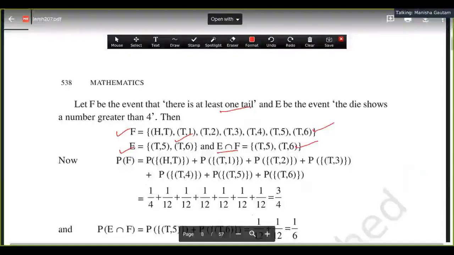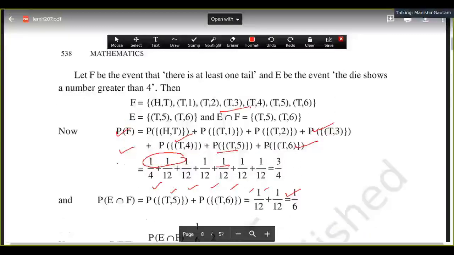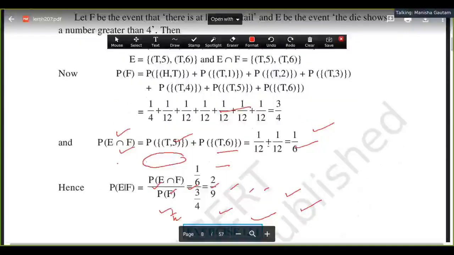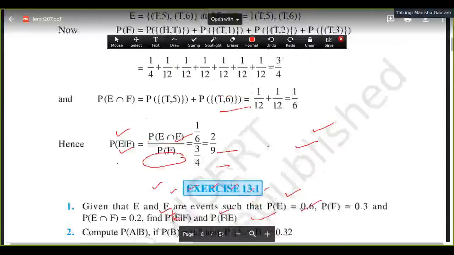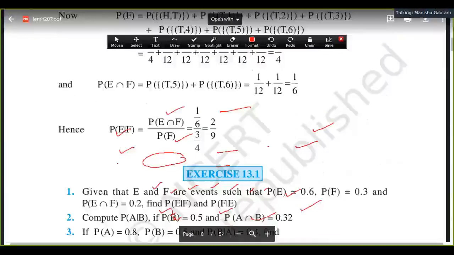Probability of F, as I told you, probability of HT is 1 by 4. T1 is 1 by 12. Add these, you are getting 3 by 4. Probability of the intersection part: this is 1 by 12, this is 1 by 12, both are 1 by 12, so it is 1 by 6. Now the probability of E if F already happened. Put the values 1 by 6 and 3 by 4, you are getting 2 by 9. This is the answer. This is a very good example and it's a different example.